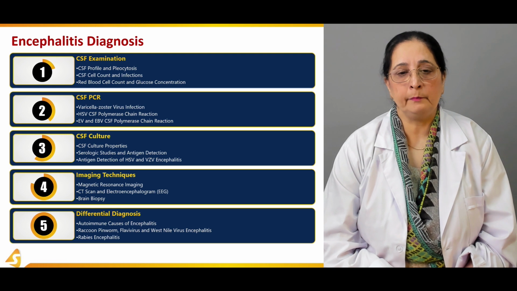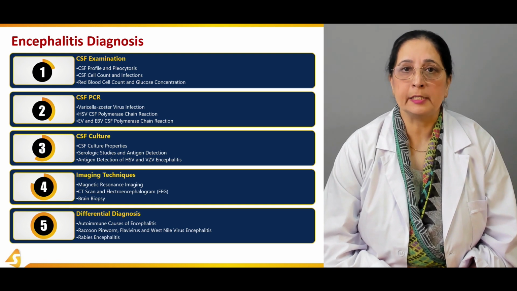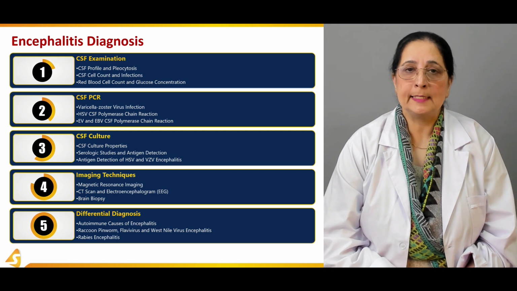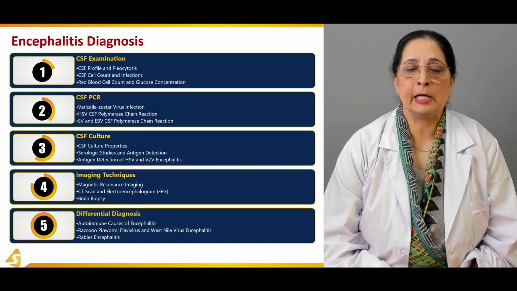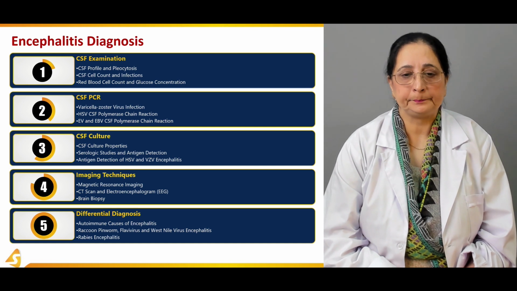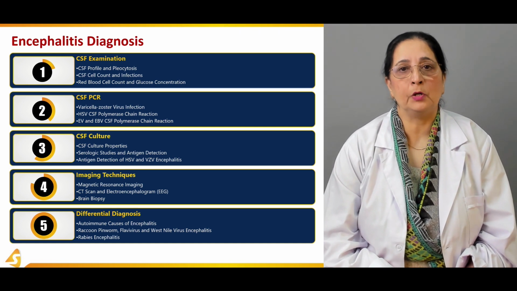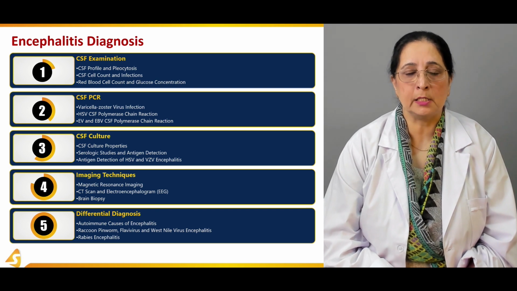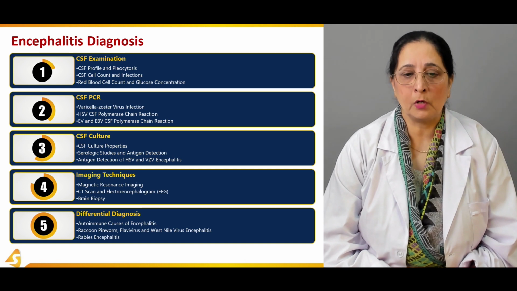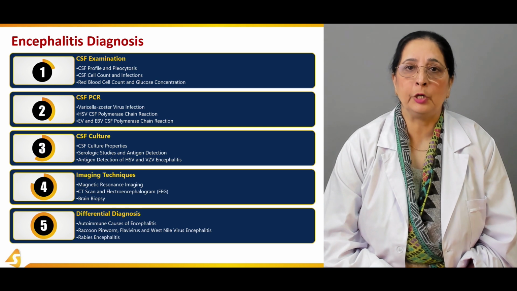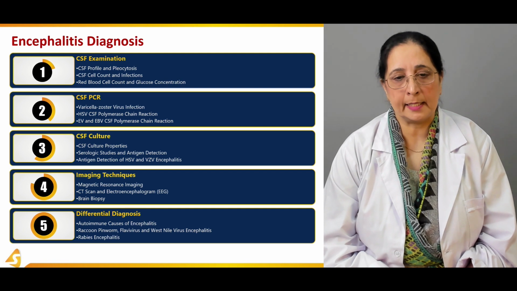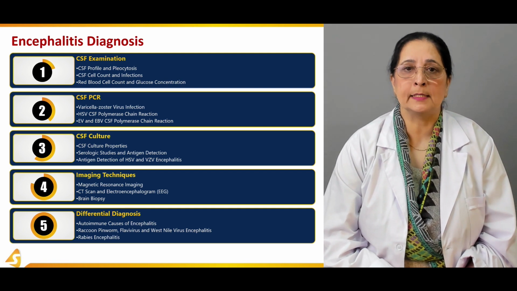Fourth section will be about the imaging techniques like MRI, magnetic resonance imaging, CT scan, EEG or electroencephalogram, and also the brain biopsy. And in the fifth section, we will talk about the differential diagnosis of encephalitis, which will be autoimmune causes of encephalitis. Then we have raccoon pinworm, flavivirus, and West Nile virus encephalitis, and rabies encephalitis.